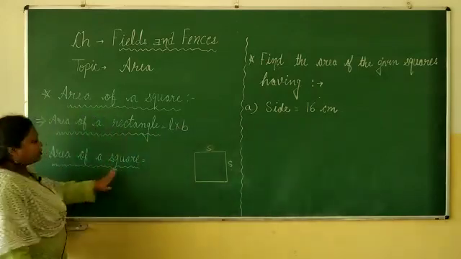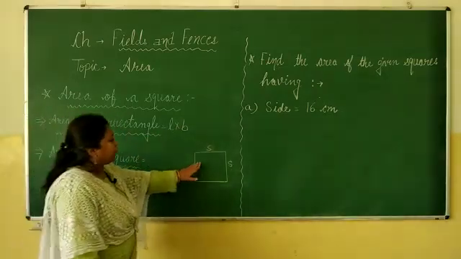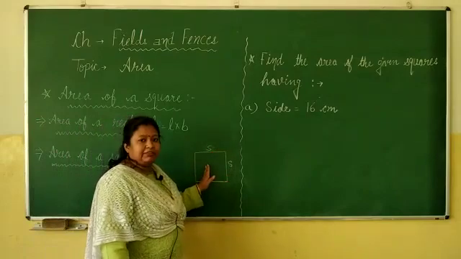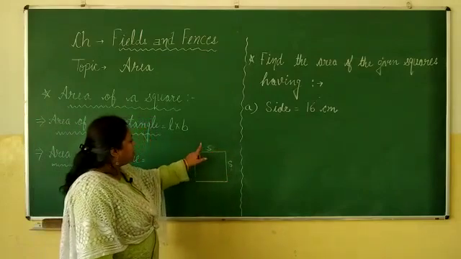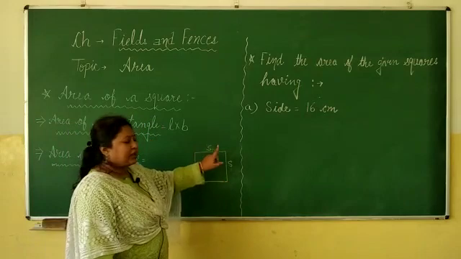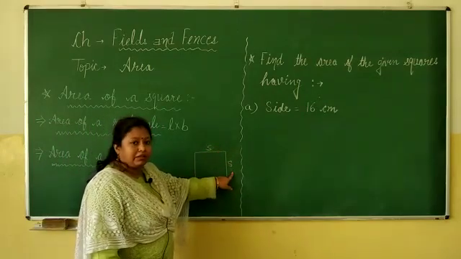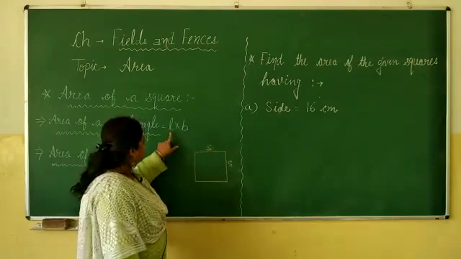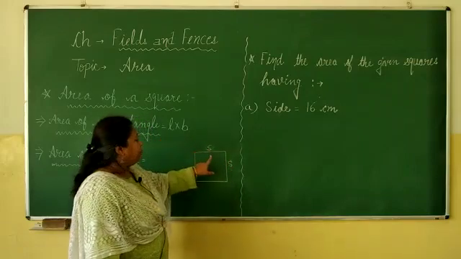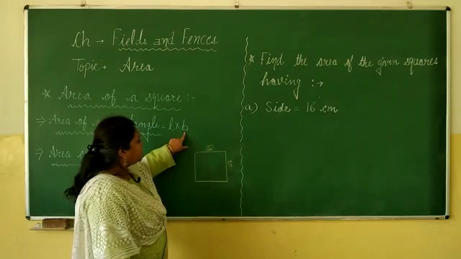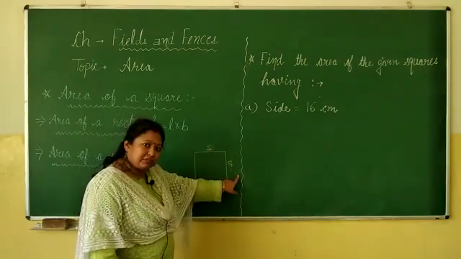But in the case of a square, you know that all the sides are equal. That means length is also S and breadth is also S. Length and breadth are the same. So we can replace length by side and breadth can also be replaced by side.